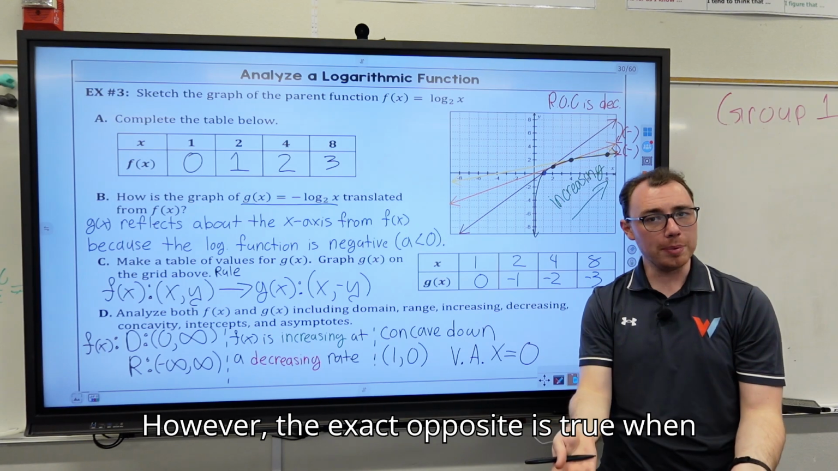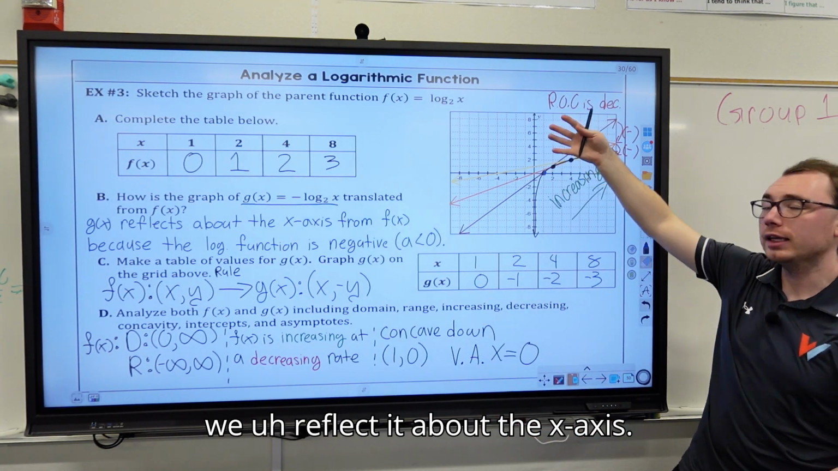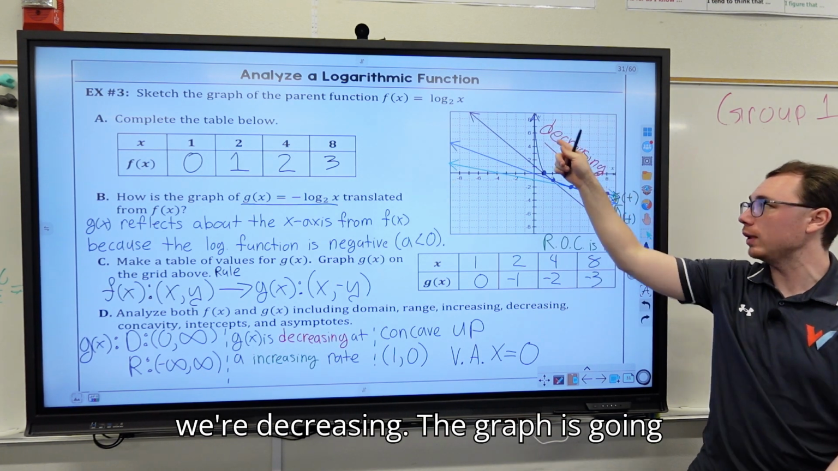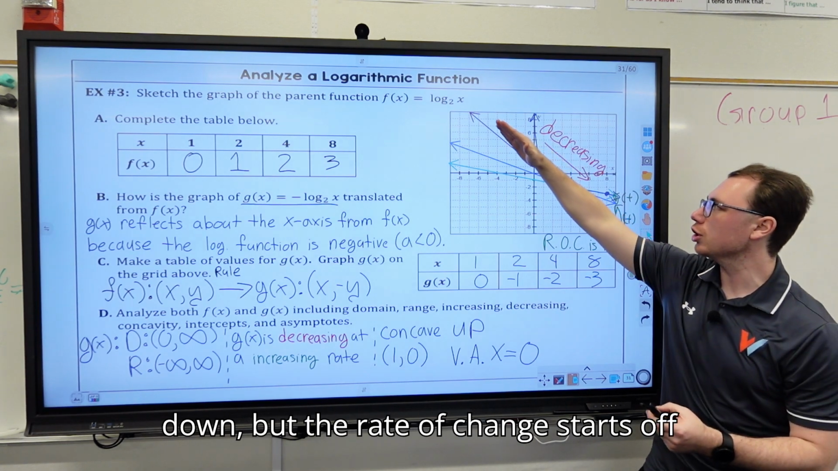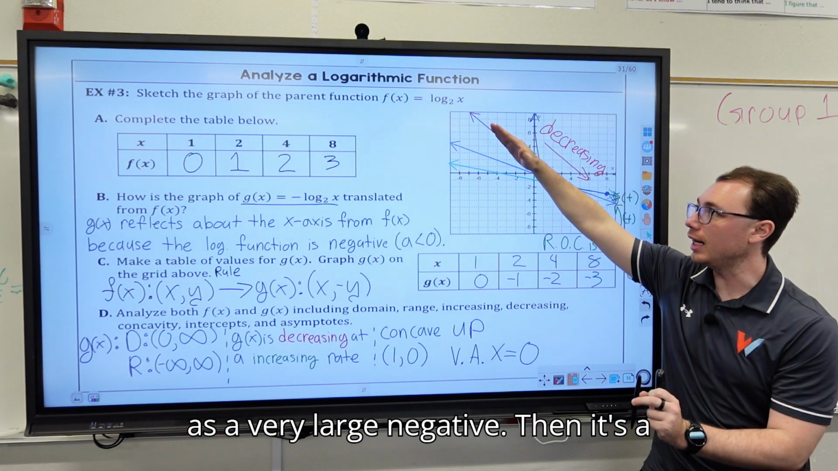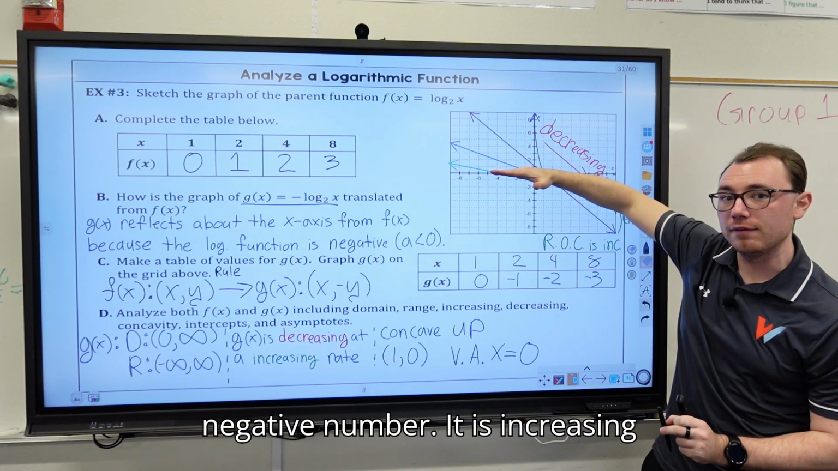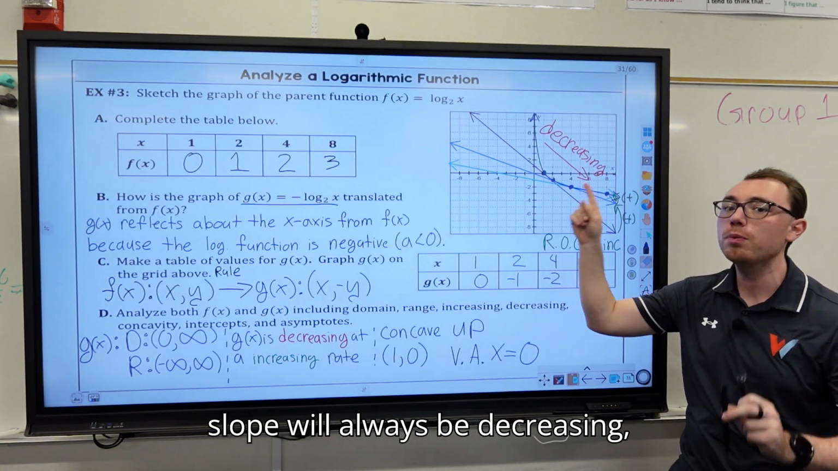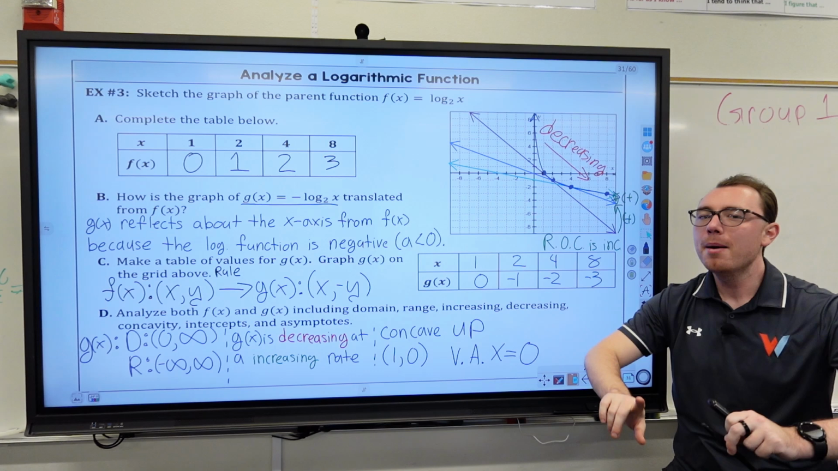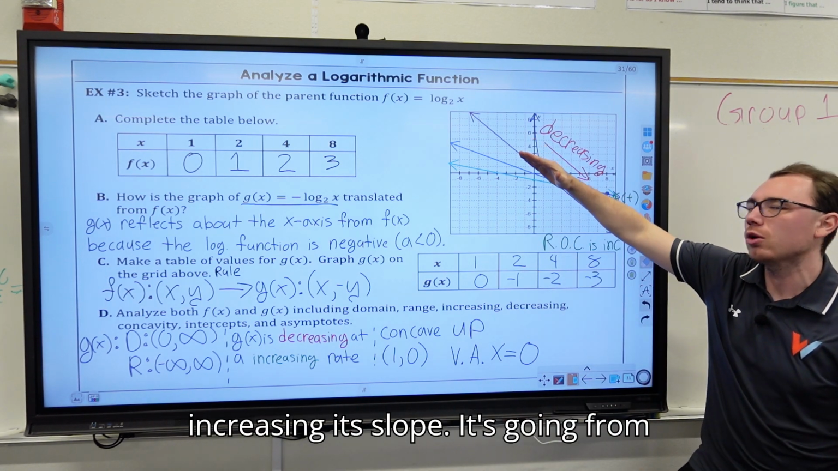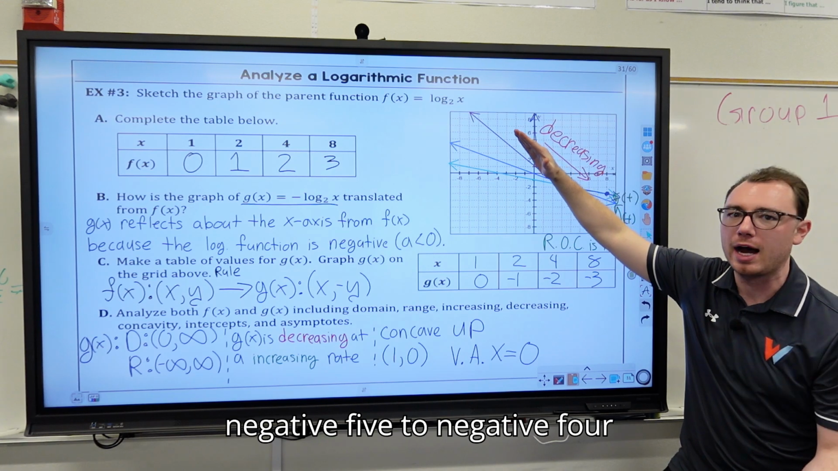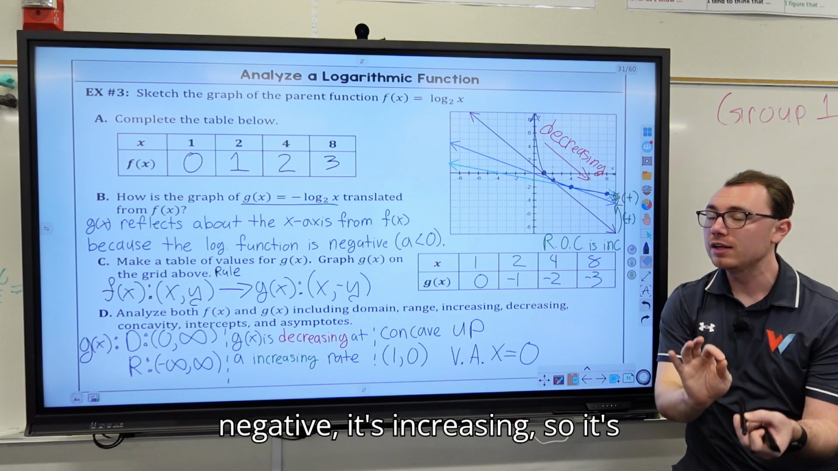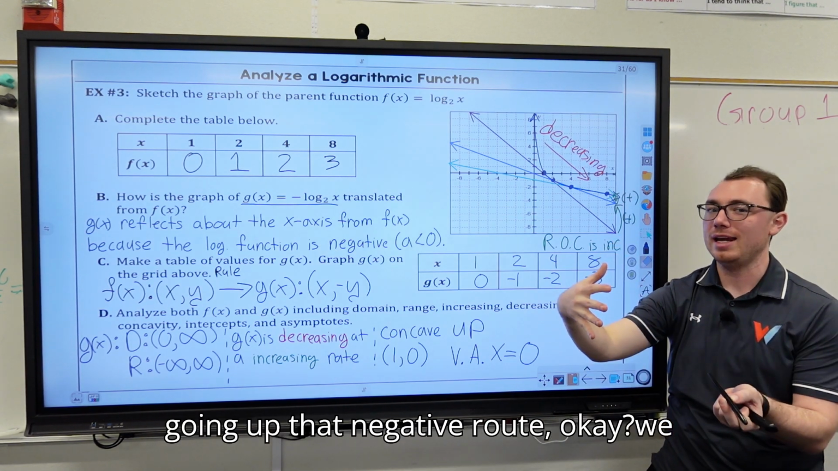However, the exact opposite is true when we reflect it about the x-axis. When we take this g of x here, notice how we're decreasing. The graph is going down, but the rate of change starts off as a very large negative. Then it's a less negative number, then a less negative number. It is increasing over time. However, the slope will always be negative, but it's increasing its slope. It's going from -5 to -4 to -3. Even though it's still negative, it's increasing. So it's going up that negative route, okay?